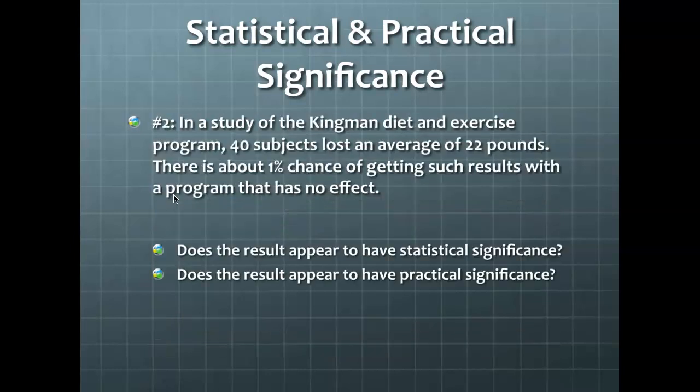And question number 2. In the study of a Kingman diet and exercise program, 40 subjects lost an average of 22 pounds. There's about a 1% chance of getting such a result with a program that has no effect. Let's think about this. Does the result appear to have statistical significance? Practical significance? Stop the video for a minute and then let's think about it.